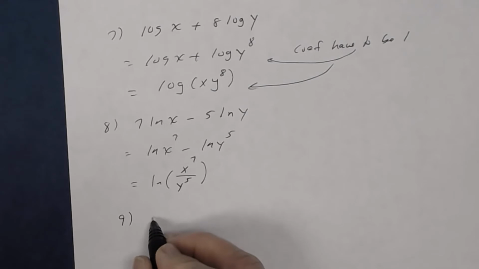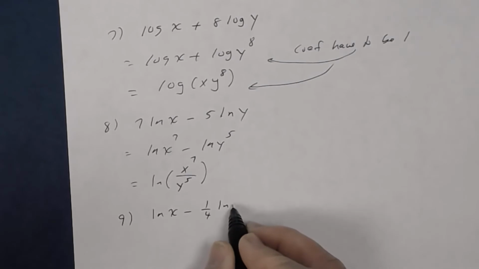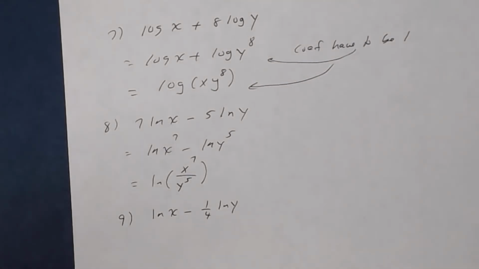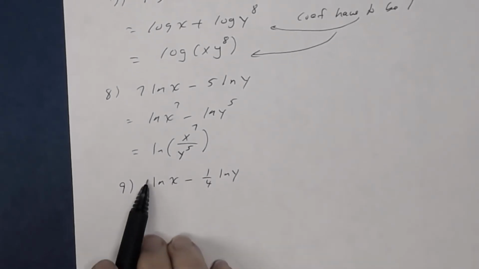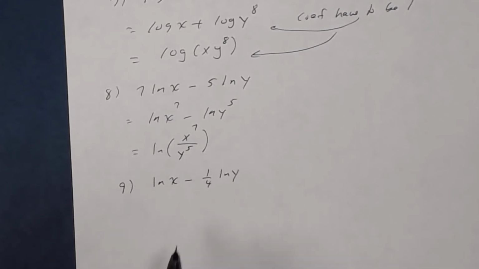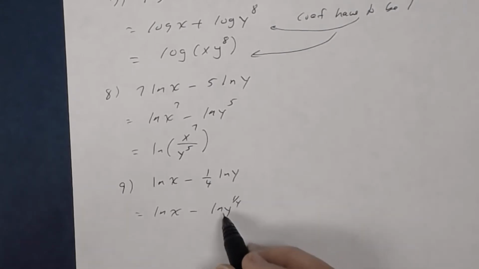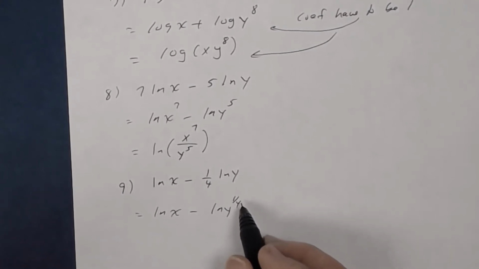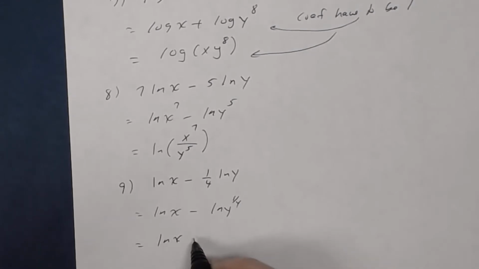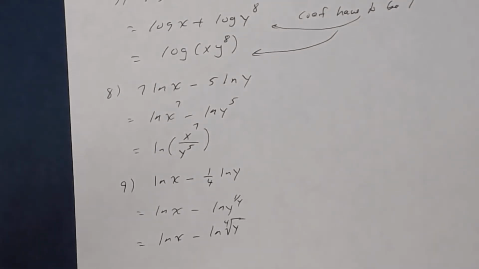okay, now let's suppose you had the natural log of x minus 1/4 times the natural log of y. Natural log of x minus 1/4 times the natural log of y. All right, so again, you got to make sure that this coefficient's 1, this coefficient's 1, so I've got to write this back as a power. So I get natural log of x minus the natural log of y to the 1/4. But remember, whenever you have a rational exponent, you need to rewrite this as a radical. So this becomes natural log of x minus the natural log of the 4th root of y, right? Okay, 4th root of y.